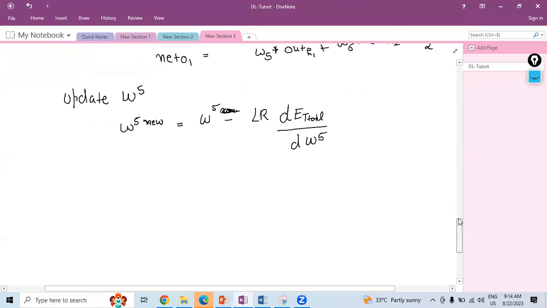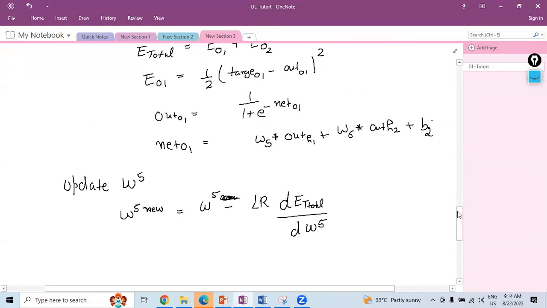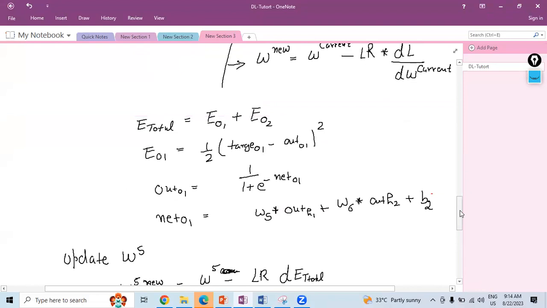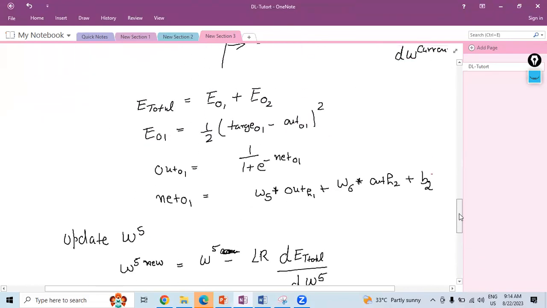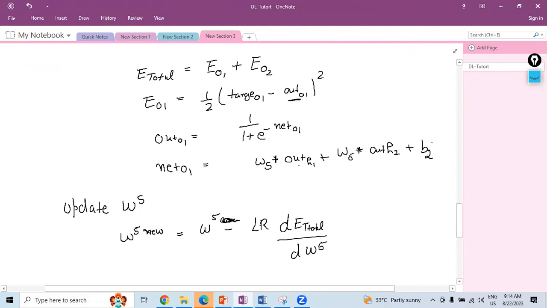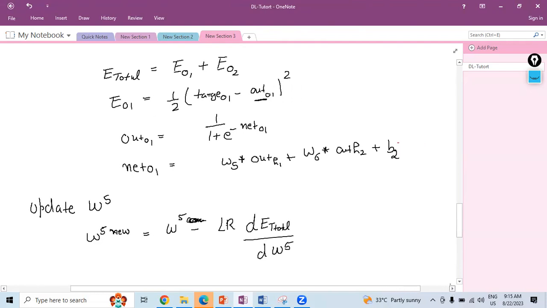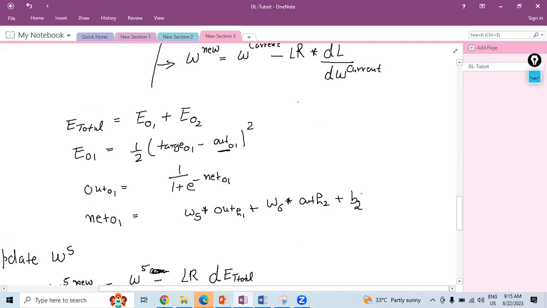If I talk about my equation, let me put these things here. You will get the things more easily. If I put this O1 here, my E total will become very complicated to write, but let me write down these things and let me know if you are able to understand.